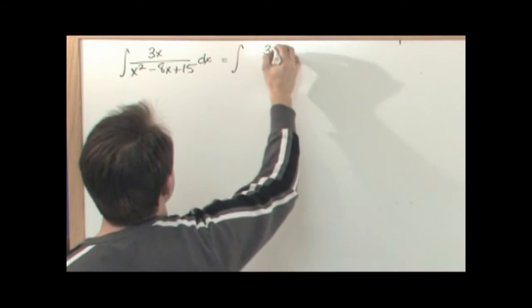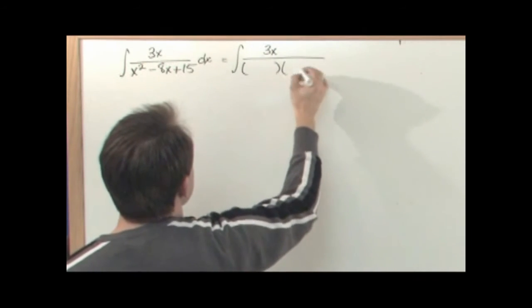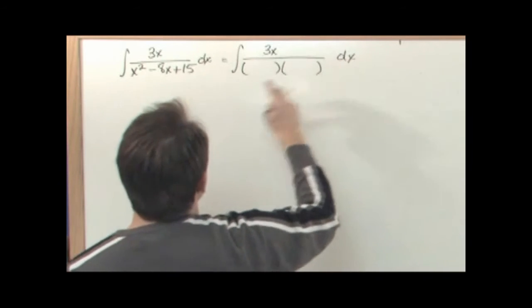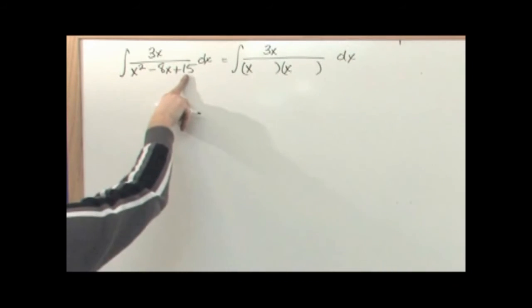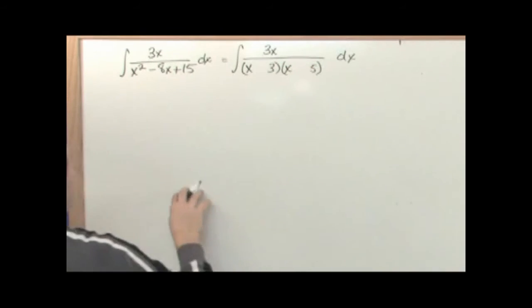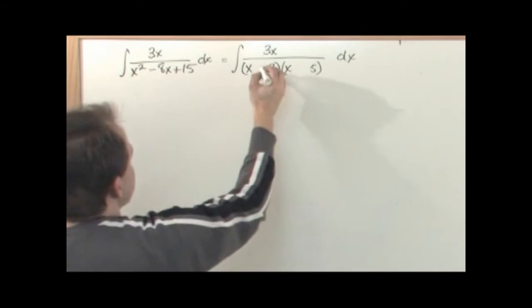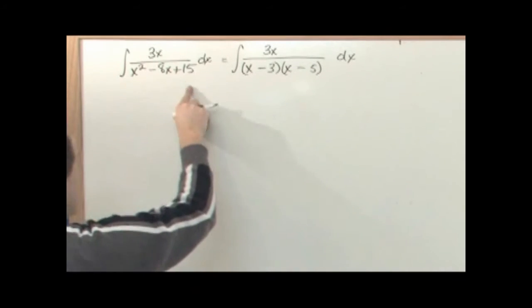The top is already factored. There's nothing to factor there. So let's see if we can factor the bottom. Because it's x squared, I'm going to have x and x. And because it's 15, I'm probably going to use 3 times 5. And because it's a negative 8x, I probably need to put negative, negative. Negative 3 times negative 5 gives me positive 15.